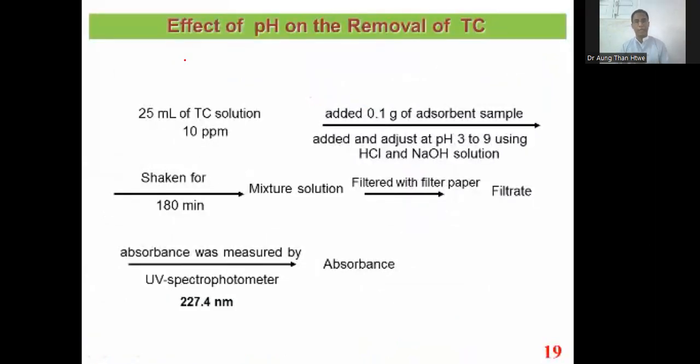Another one is the effect of pH on removal. The initial concentration is a 10 ppm solution with 0.1 gram of adsorbent dosage. Adjust the pH from 3 to 9 using HCl and NaOH solution. Shake for 180 minutes, then filter the solution, and measure the filtrate with a UV spectrophotometer at 274 nanometers absorbance.